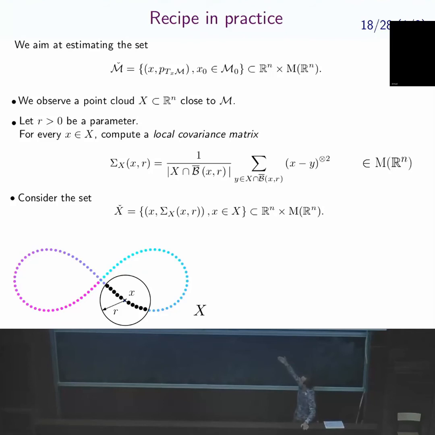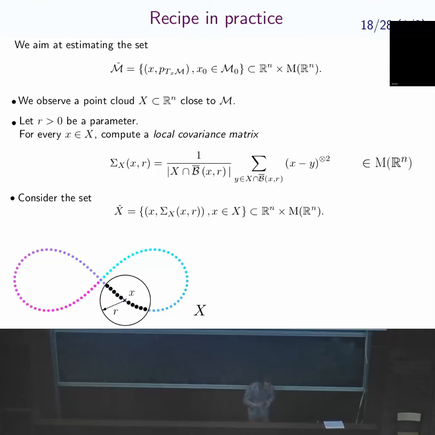And we will do so with local covariance matrices. A local covariance matrix depends on two parameters, a base point and a radius. It is defined as a mean of tensor products, like that. And the local covariance matrix is a good estimator of the projection matrix on the tangent spaces. So I naturally consider X check to be the set of pairs, a Euclidean point and a local covariance matrix, and I hope for X check to be close to M check.